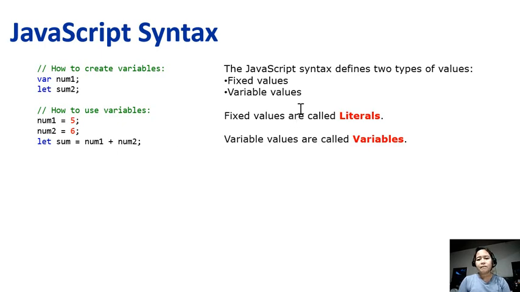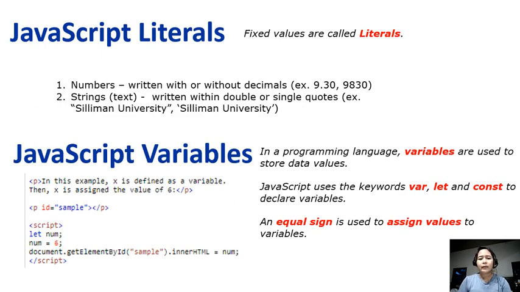So here the JavaScript syntax defines two types of values. That's either fixed values or variable values. So fixed values are called literals, and variable values are called variables. Okay, so when we talk of JavaScript literals, fixed values are called literals. So it could be either numbers or strings. For now, just think about these two possible data types, but of course, there are many other data types in JavaScript. Now, for numbers, these are written with or without decimals.